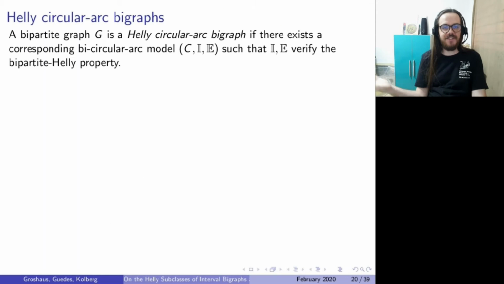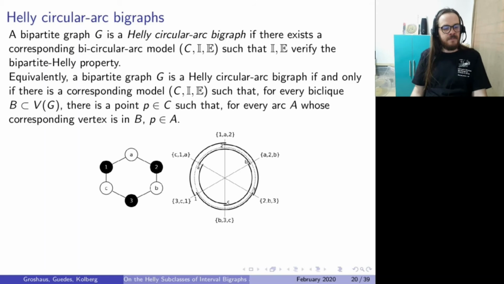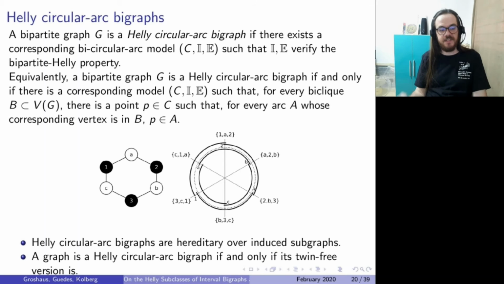A graph is a Helly circular arc bigraph if it admits a bicircular arc model CIE such that IE is a bipartite Helly pair. That is equivalent to there being, for every biclique in the graph, a point in the circle such that every arc corresponding to a vertex in the biclique crosses that point. So here we have an example of a C6, and as you can see, for every biclique we marked a point in the circle with these lines radiating from the center of the circle, indicating the point all arcs corresponding to vertices of that biclique cross. The class is hereditary and closed for the addition of twins.